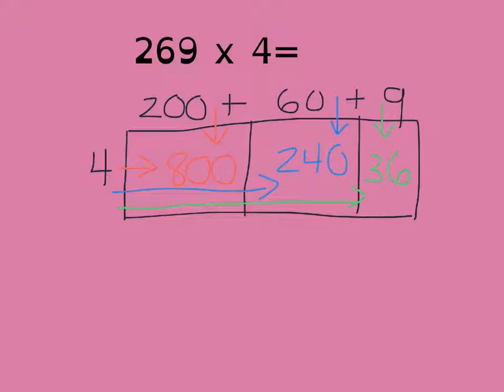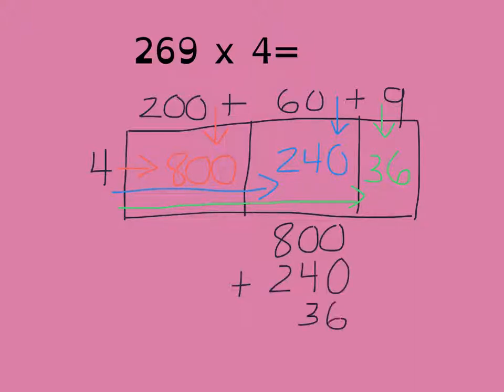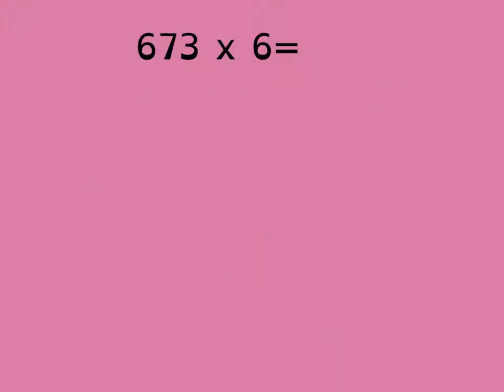These are each of the partial products. So now we just need to add the partial products, making sure to line up the digits in the correct place value. And our product for 269 times 4 is 1076.